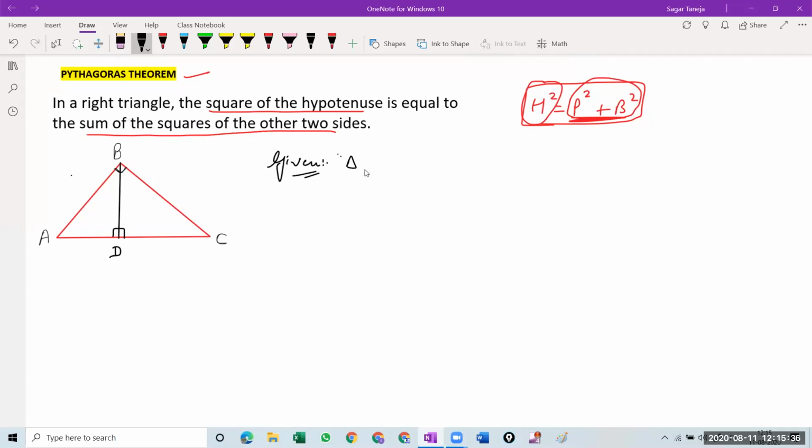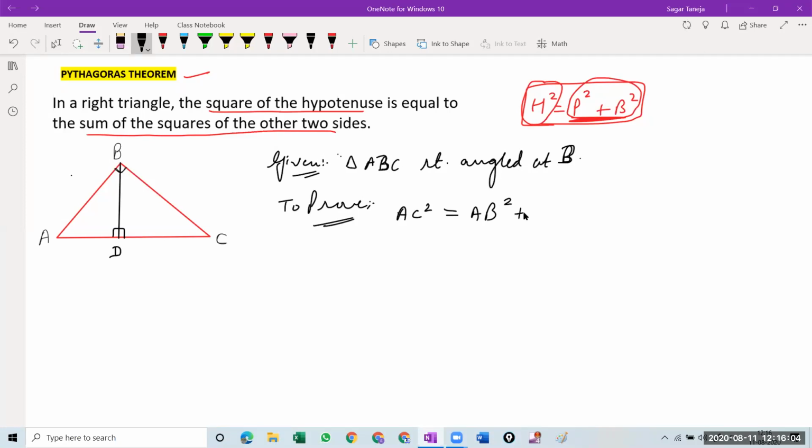Given triangle ABC, right angled at B. So there is a triangle ABC, which is a right angle triangle and right angle at B. Nothing else is given. What we have to prove? We have to prove that AC square, this is the hypotenuse in front of 90 degree, so AC square is equal to AB square plus BC square. So there is a sequence in this. If you will be able to understand the sequence, you will be able to prove this theorem very easily.